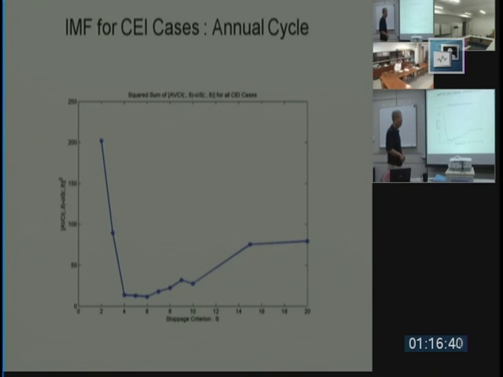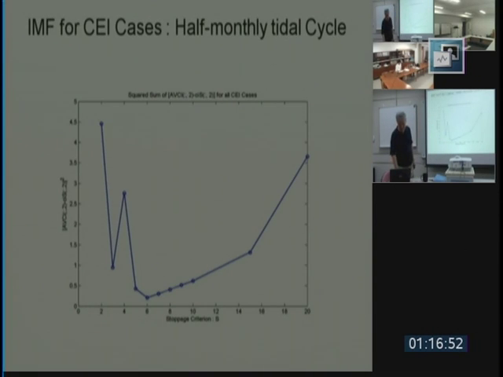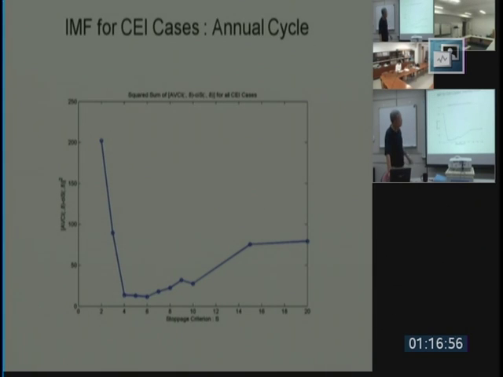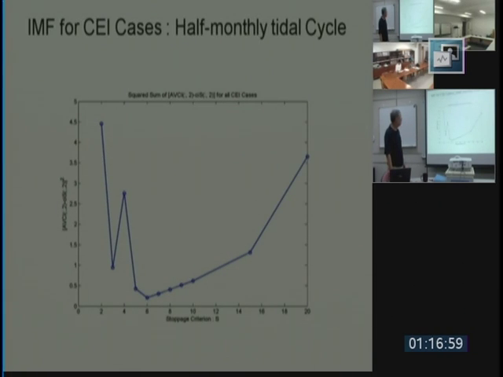So the stoppage criteria using the intermittency is around 4, 5, 6. And actually, this is for the annual cycle. For the half monthly, it jumps up and down and eventually settles around here. So it's around 4, 5 or 6. It's good. This is half monthly.